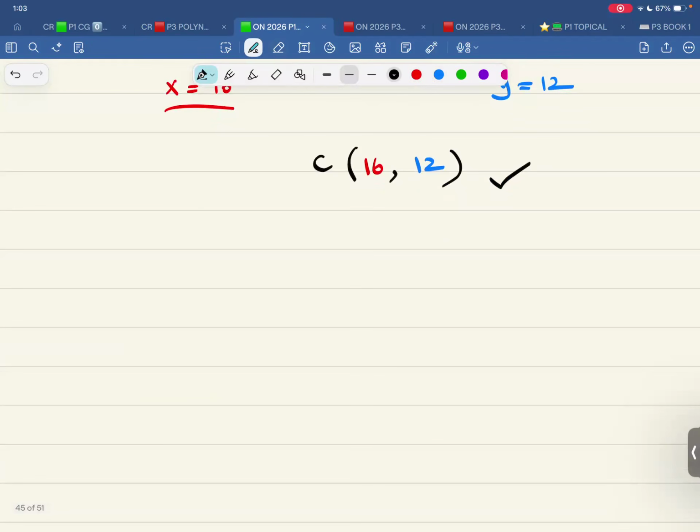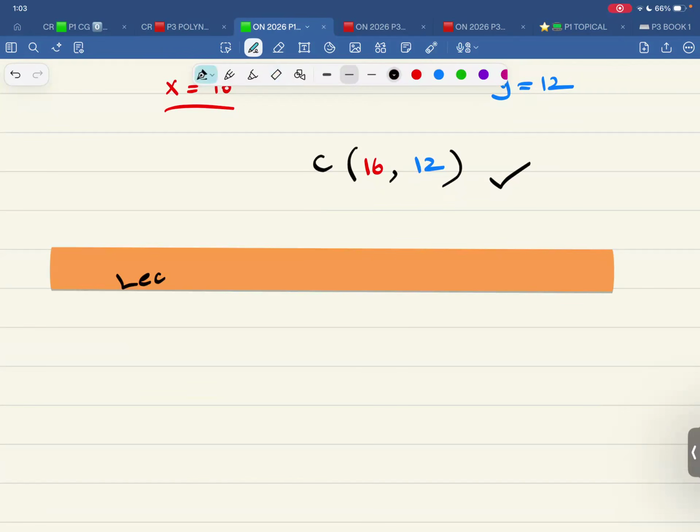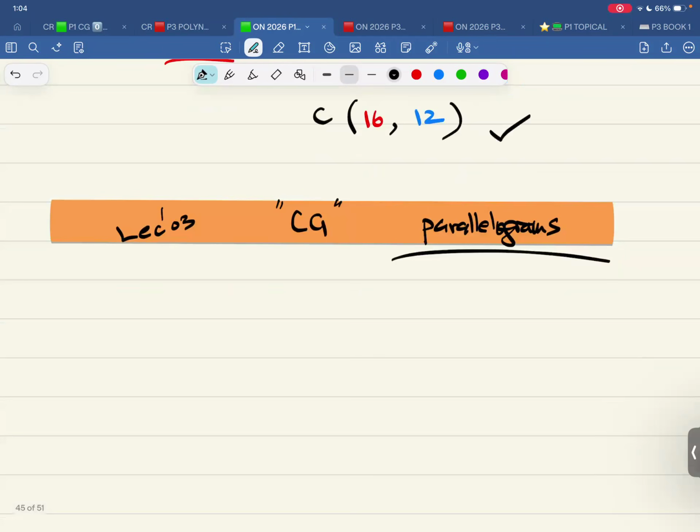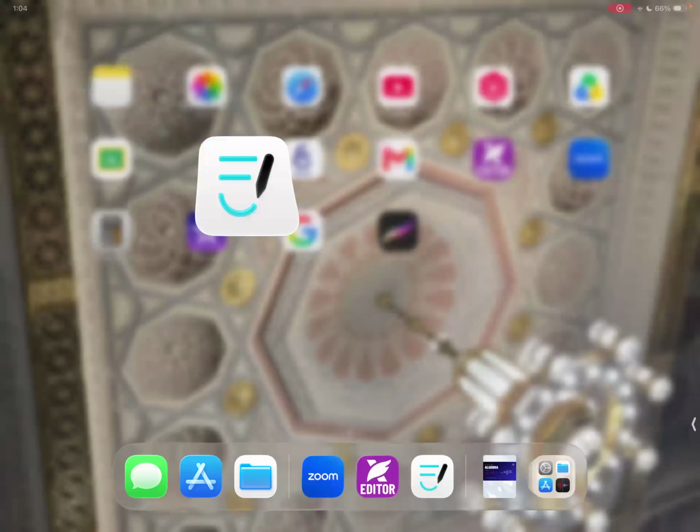All good, all clear. So let's stop today's session over here. Lecture number 3 of coordinate geometry, the focus was on parallelograms and all these things. That is all done and dusted. Almost we are done with every single concept except for one small concept that will be coming up in the next class with a lot of past paper questions. Take care, everyone.